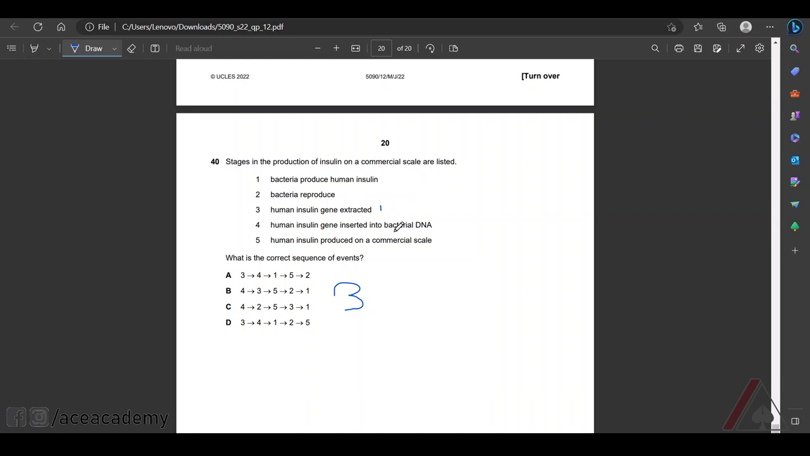And it should be followed by 4, because now we take this extracted gene and place it in bacterial DNA. So 3 should be followed by 4. What should come next? Then we see whether the genetically engineered bacteria produce human insulin. So number 1 should be our third stage. Our sequence now is 3-4-1. And the next stage in order is actually reproducing these bacteria on an industrial scale. So that is 2. 2 should be our fourth stage.